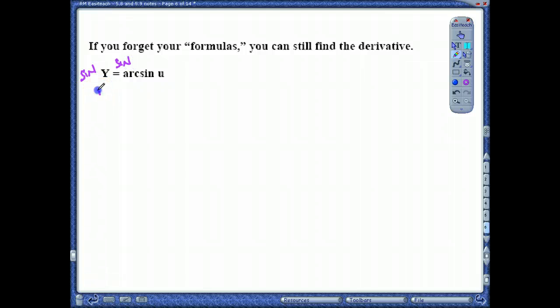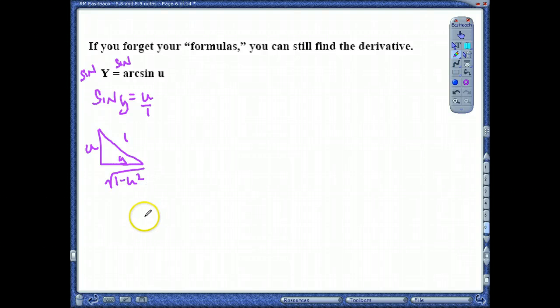If I sine both sides, I've got this 2u, because sine and arcsine cancel each other out. We're going to put that over 1 so we can draw our triangle. So we know this is y. So this is going to be u, because that's opposite over hypotenuse. So that means this side has to be the square root of 1 minus u squared. So we've got our triangle set up.